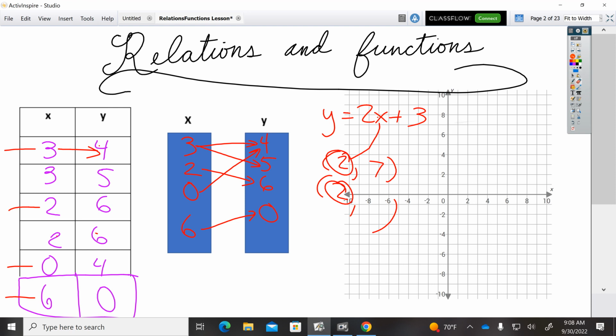So now let's plot these points, and I want to talk about 2 points specifically on this. So first, 3, comma 4, 3, comma 5, 2, comma 6, 0, 4, 6, 0.